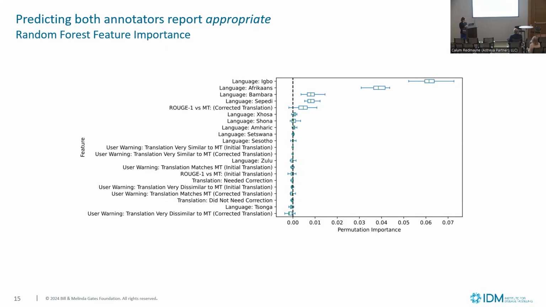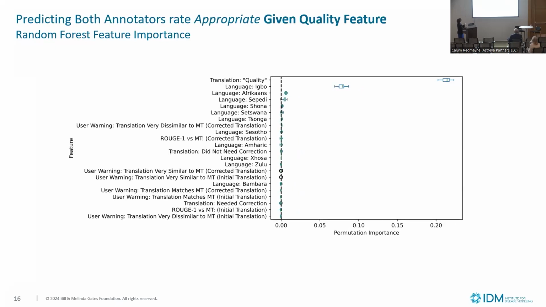And finally, if we combine these, this is the last experiment I did with this particular work, we predict that both annotators reported that it's appropriate, and that they were also given this quality feature. What we wanted to see here is to what extent quality and appropriateness are related. And it turns out that quality is in fact the largest predictor of appropriateness for our data.